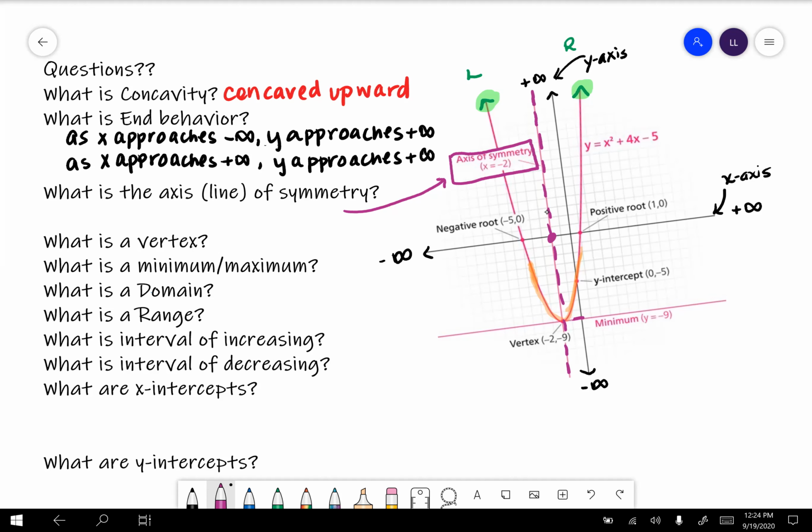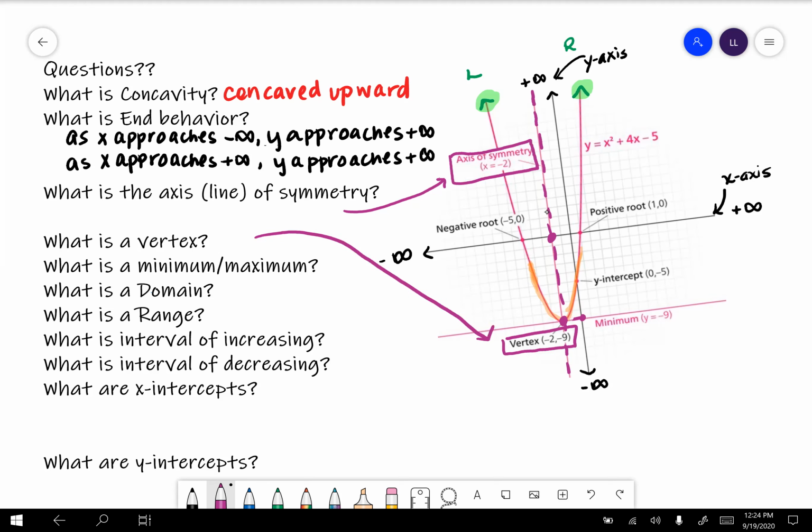Our axis of symmetry also contains the vertex. The vertex of our parabola is located on the axis of symmetry. It tells us what our x-coordinate of the vertex is, which is -2. The y-coordinate is -9. So our vertex here is (-2, -9).